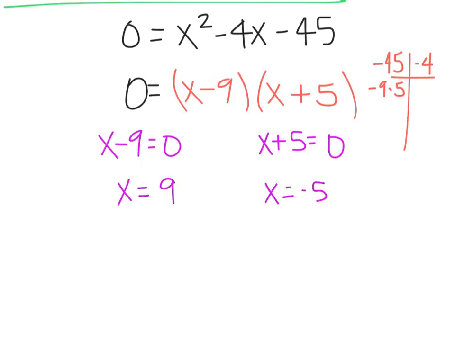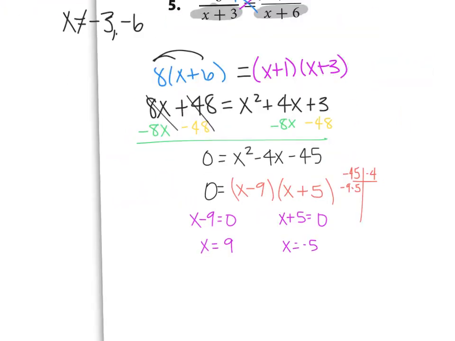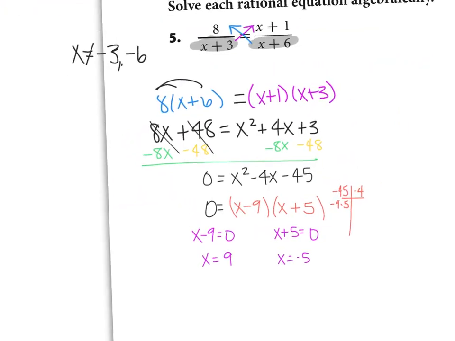Do either of those conflict with my excluded values? So that means I'm good, that I have two answers, 9 and negative 5. So if I plugged in 9 or I plugged in negative 5, then my fraction on the left and my fraction on the right would be equivalent.